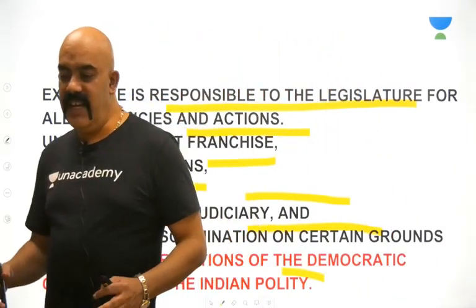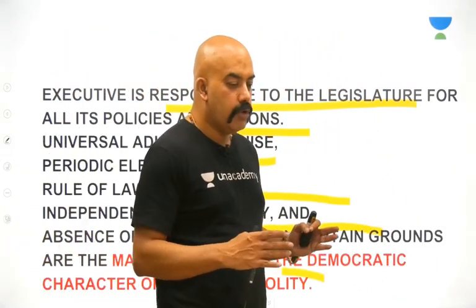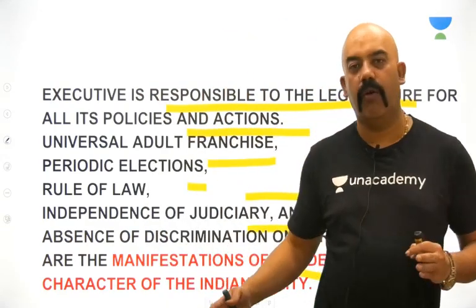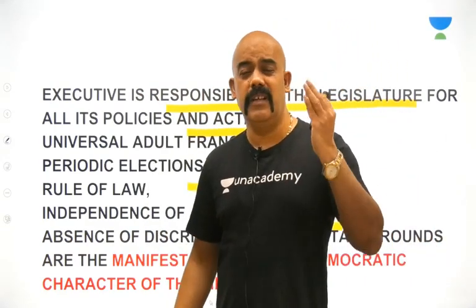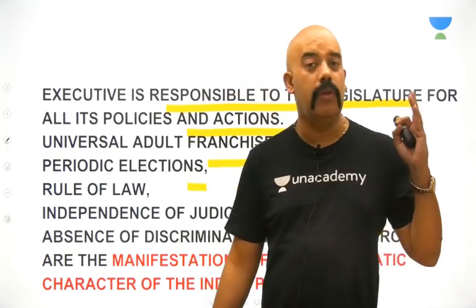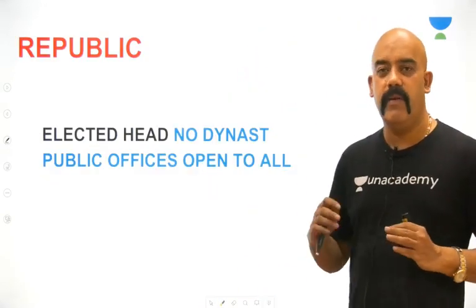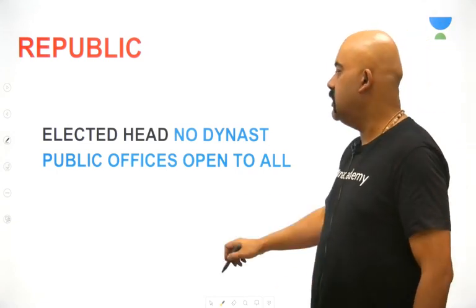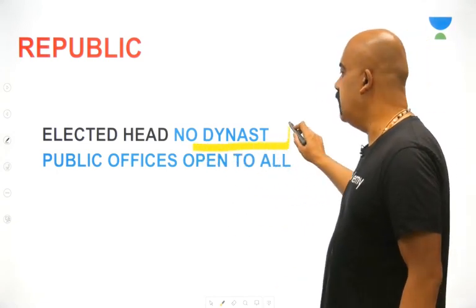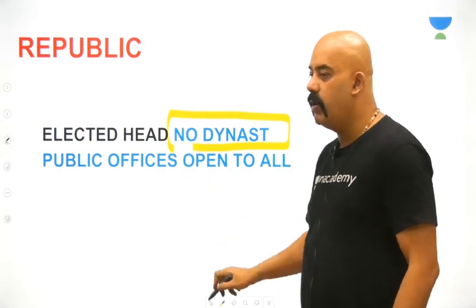So democracy is the very vein which passes through almost every organization, every structure in India, whether you're talking of Gram Sabhas or all the way to the Parliament. So you should understand this. And the very big word, republic. This means the elected head will be the head of the state. There will be no dynasty.